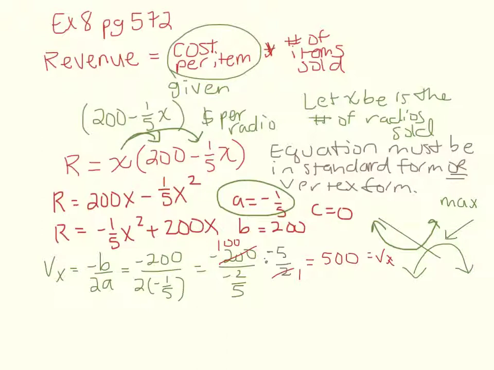Remember, when I need to find the y-coordinate of the vertex, I have to plug what I got for x back into the original equation. So I'm going to do negative 1/5, and then x squared will be 500 squared, plus 200 times 500.